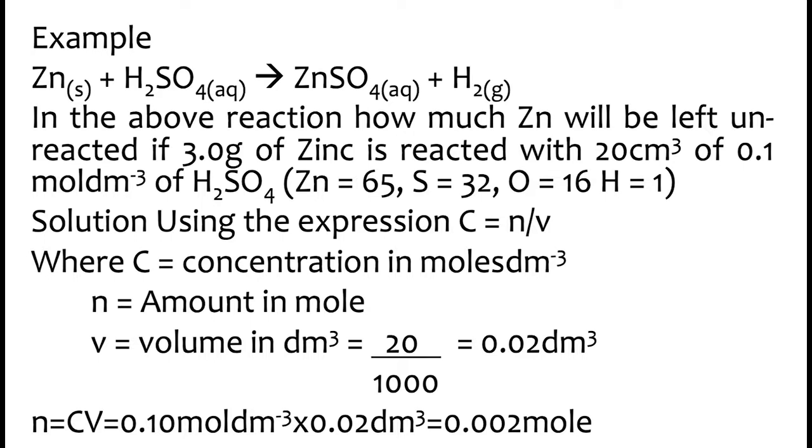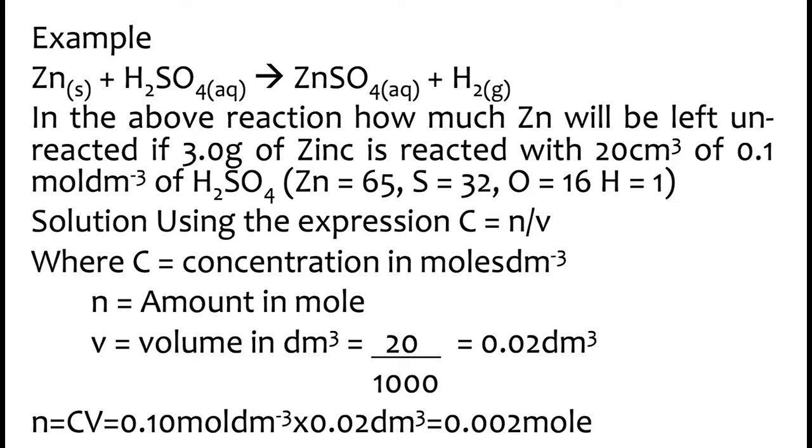I'll take the question again. Zinc solid plus tetraoxosulfate 6 acid to give you zinc tetraoxosulfate 6 plus hydrogen gas. It says in the above reaction, how much zinc will be left unreacted if 3 grams of zinc is reacted with 20 centimeter cube of 0.1 mole per dm cube tetraoxosulfate 6 acid.